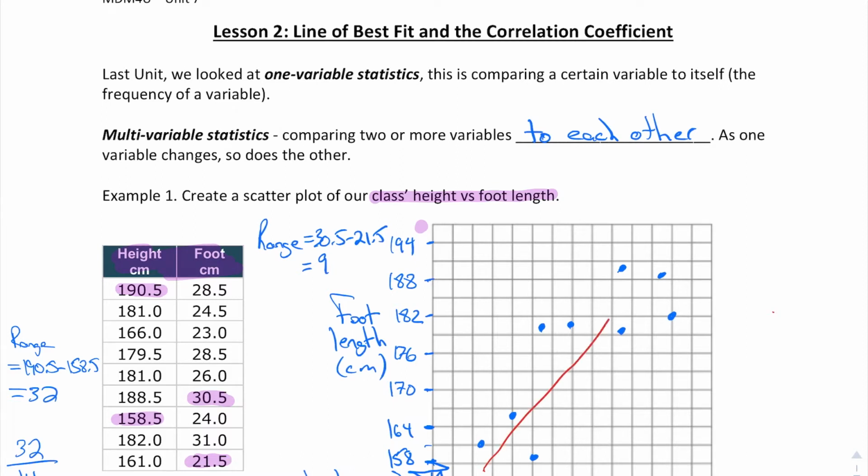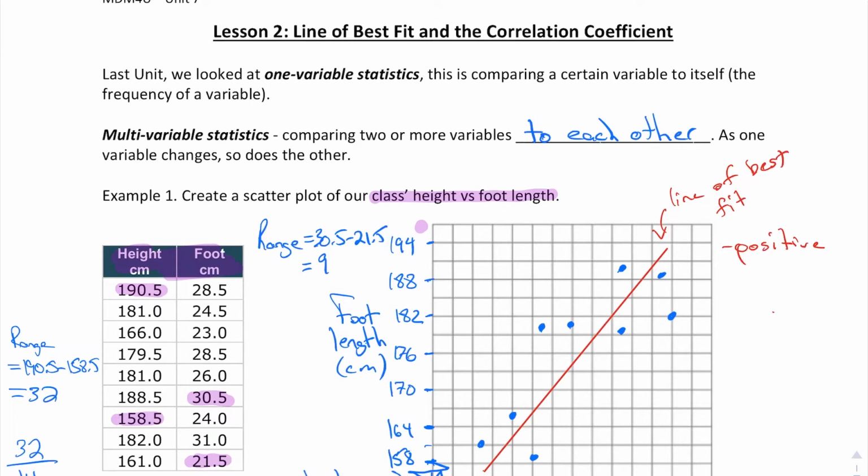If I drew a line of best fit roughly, at this point we're just estimating this line of best fit, but we will be able to calculate one soon in another lesson. So clearly this looks like a positive relationship, where as one value increases, so does the other. So the x goes up, the y goes up.